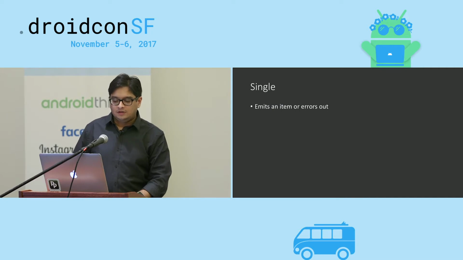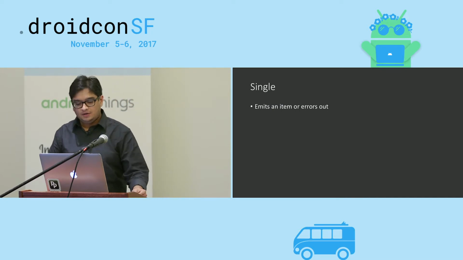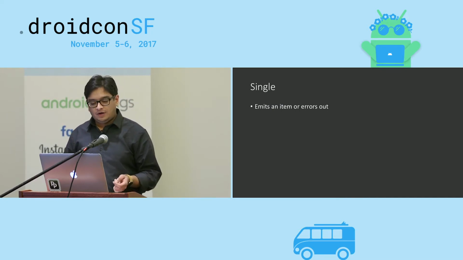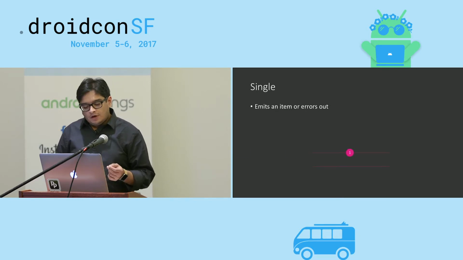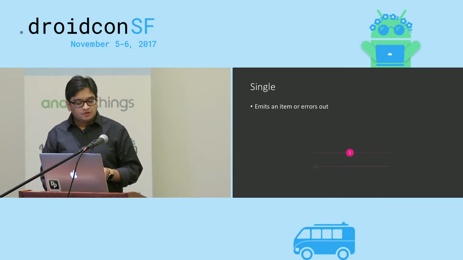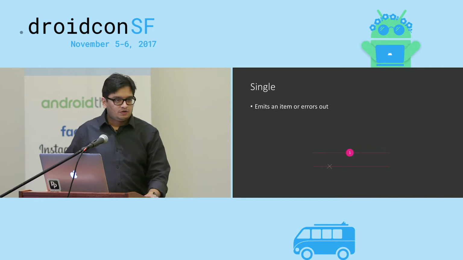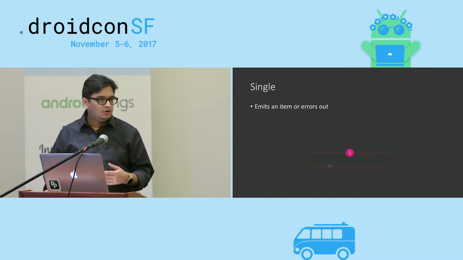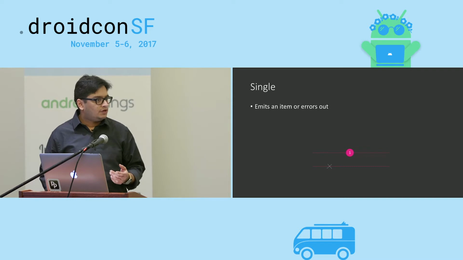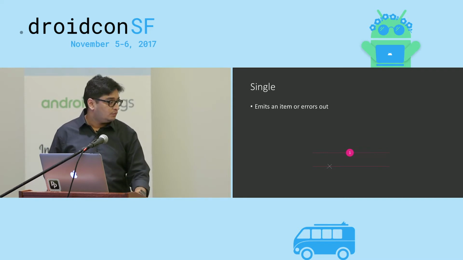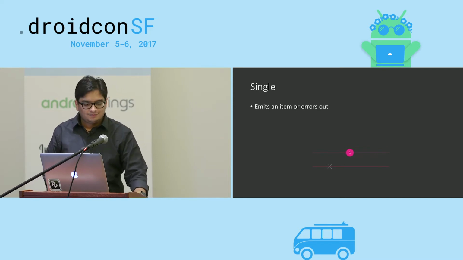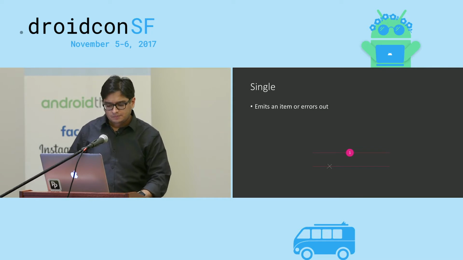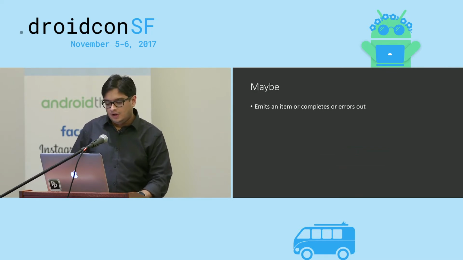Now let's talk about Single. Single is something which would emit a single item or error out. What we have done in our application is, for the most part, model all our API responses as Single. In the true sense, when you look at those APIs, you make an API call to fetch the data or update something. It's not a constant stream of information. You get the data or you post and you're done with it. So for the most part, that's what our APIs are modeled as.